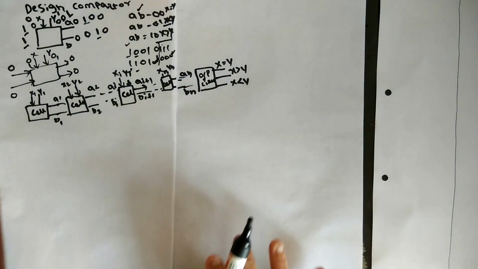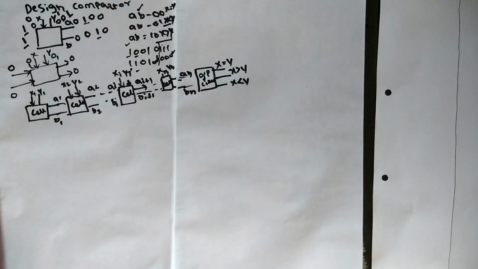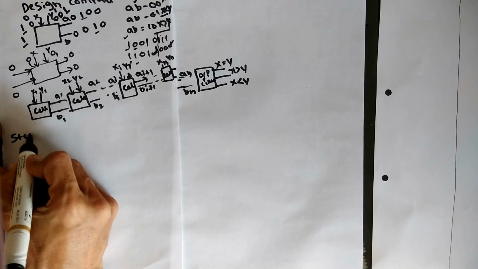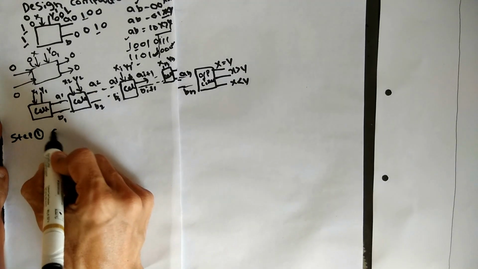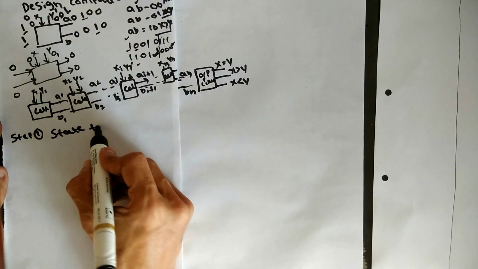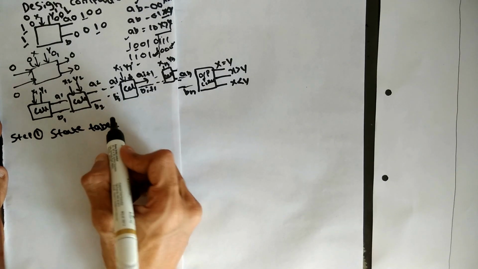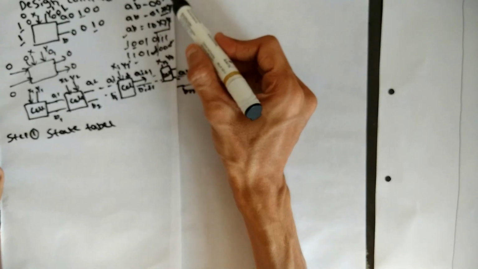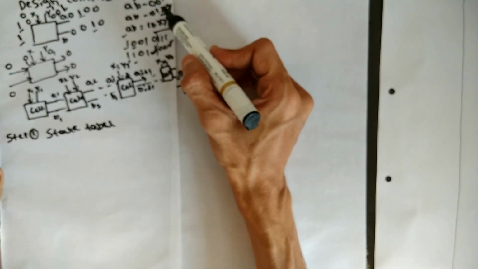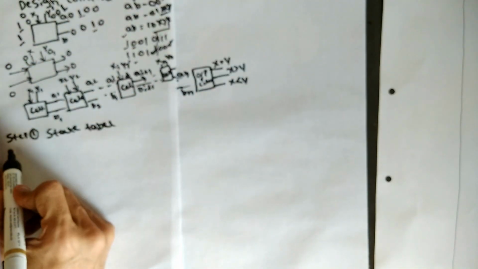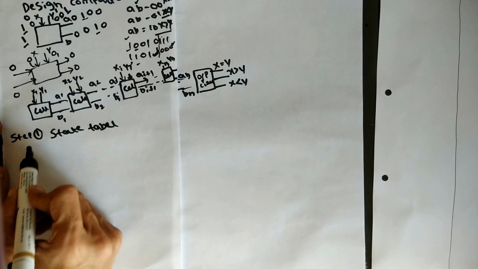After this comparator block diagram, we can move on to the state table. When you move to step 1, the state table, our aim is to find how many states are possible. In this case there are 3 possible states. The first state is x equal to y. The second state is x greater than y. The third state is x less than y. So we can go with the states.